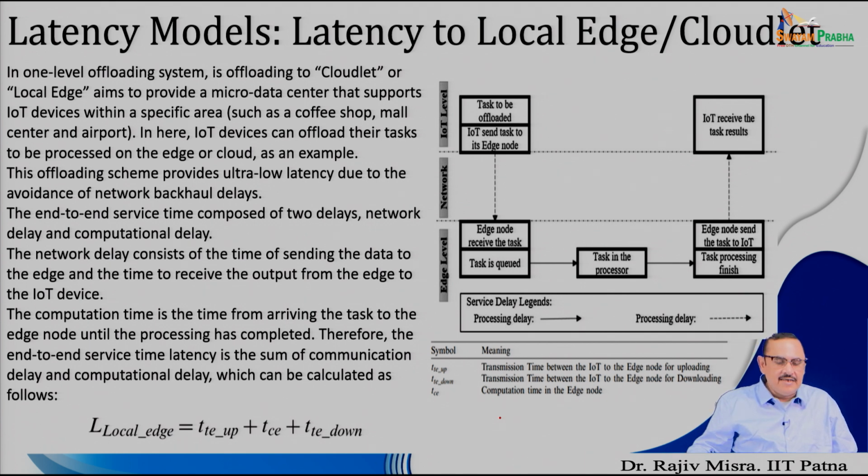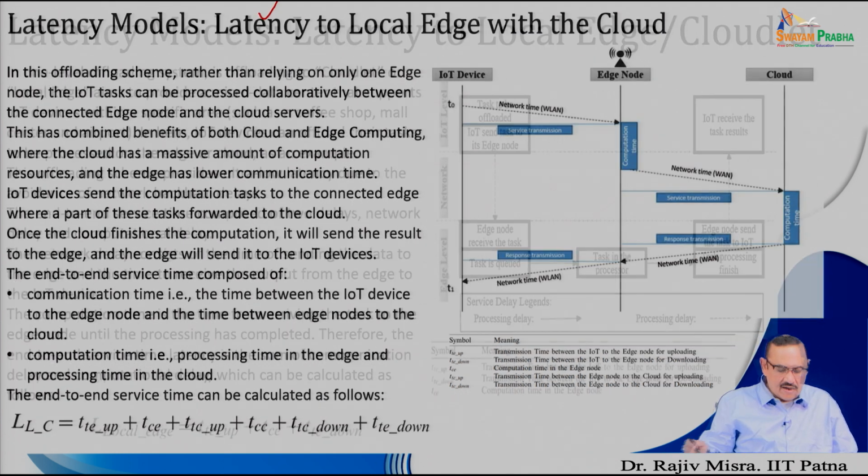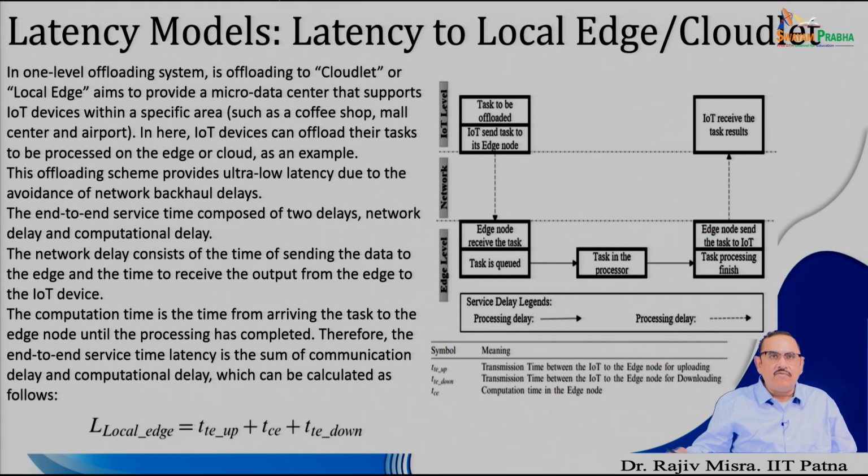So, let us see these models one by one. So, these are offloading models. To understand the offloading models, we are now depending upon the latency models. The first one we are going to see is called latency to the local edge. That means, let us say that offloading is done at the local edge or the cloudlet. So, we are going to see from the latency perspective, with the help of the latency model, how much delay or latency is involved in this realization.